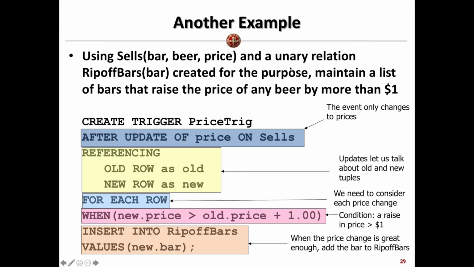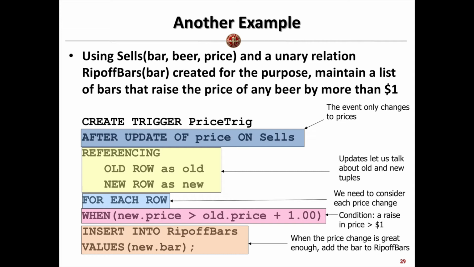Okay, so at the very end, let's do an example together for the triggers. Let's assume we have a question. We want to use a sales table as well as a unary relation, a group of bars, created for the purpose. It maintains a list of bars that raise the price for any beers by more than $1. So please don't look at the answers. You can just work on this question by yourself on paper first. Then we can check the answer together. You can have a deeper understanding of this trigger.